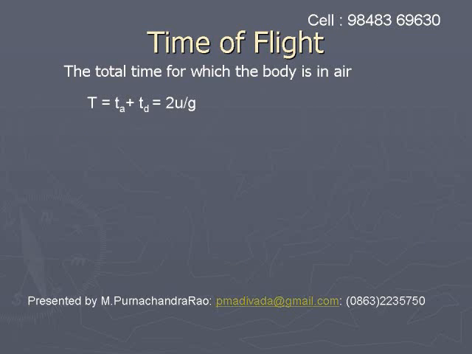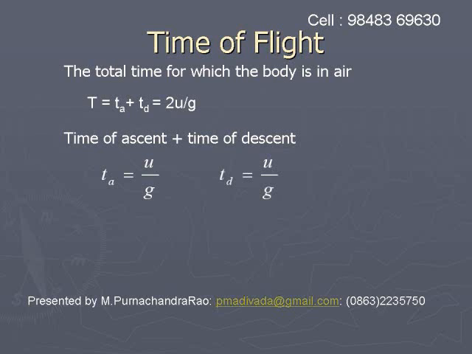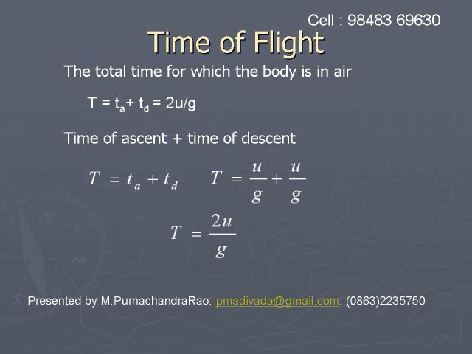Time of flight. It is the time for which the body is in air. That is time of ascent plus time of descent. Ta is u by g and td is u by g. So capital T, time of flight, is equal to ta plus td, that is equal to u by g plus u by g is equal to 2u by g. Time of flight is 2u by g.